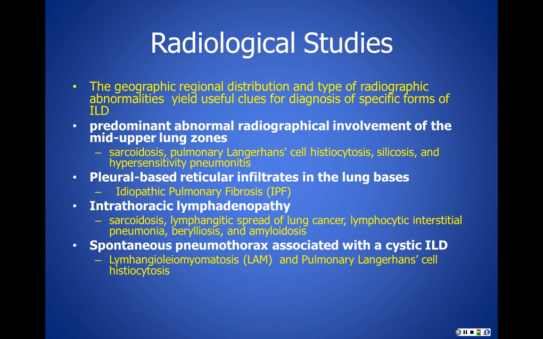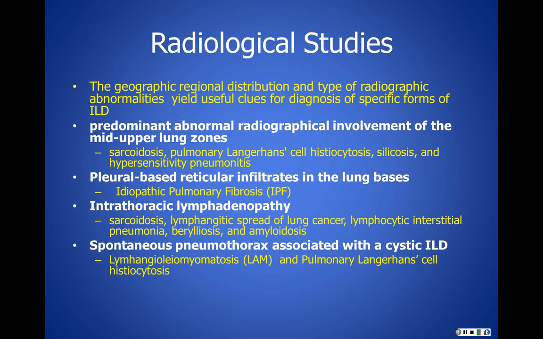Let's go for the upper lobe predominant. What are the lesions we can have? Sarcoid, pulmonary Langerhans cell histiocytosis, silicosis, and hypersensitivity pneumonitis. Just to keep my residents awake and alert, do you know why they are upper lobe predominant? Because these are all exposure-related diseases. Okay? Sarcoid, we do not know the exact cause, but there are some hypotheses. It could be due to some exposure.